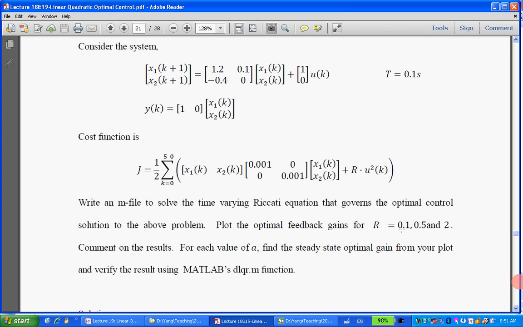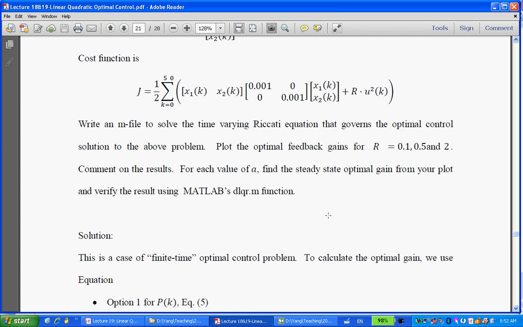Smaller R, the bigger K. That's right. It should be bigger, right? Because the R restricts the control effort. So less R means you have fewer constraints on the control effort, so you can use a bigger K value. The end results will actually show that it's not that significantly bigger though. Okay, there's a slight change in the K. It will be bigger.